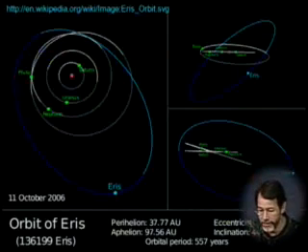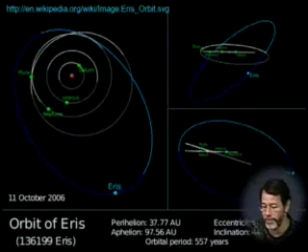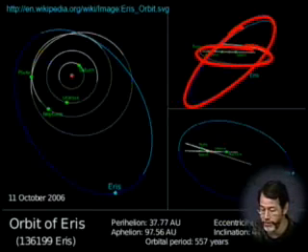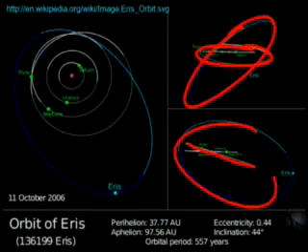So Eris is on a very inclined orbit. Here's the plane of the ecliptic where the planets typically orbit. Eris is way up there in terms of altitude. Pluto's a little bit, as you can see, but Eris is even more.